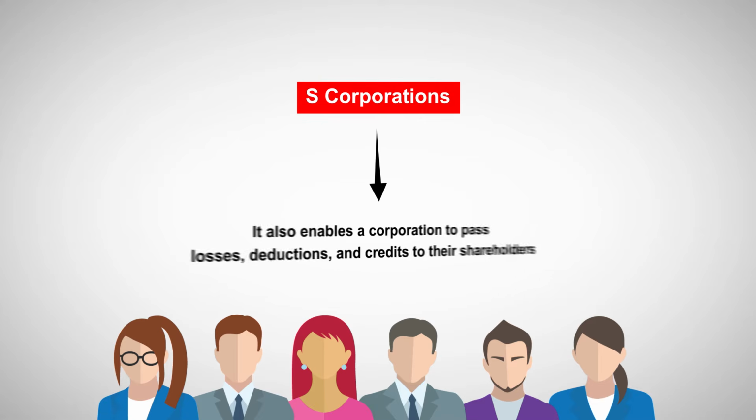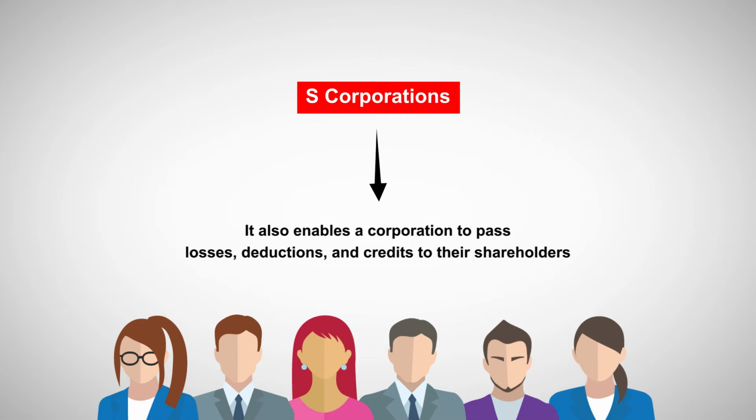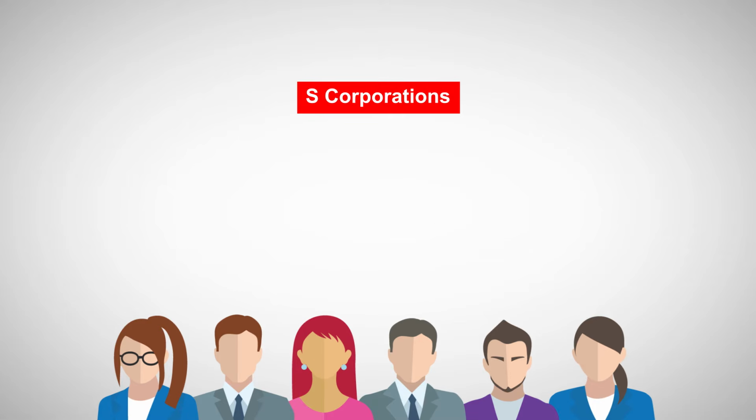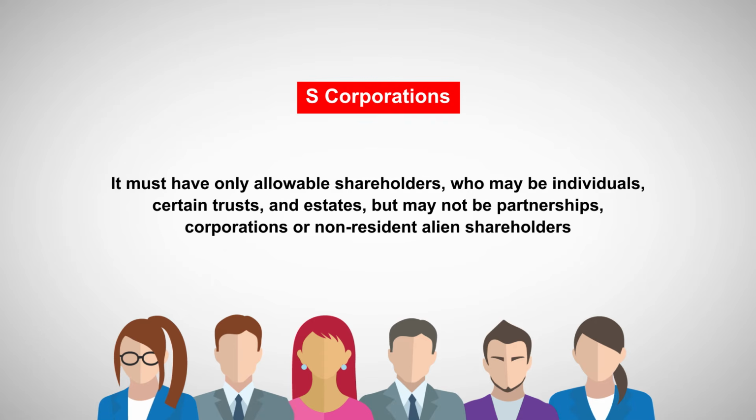It also enables a corporation to pass losses, deductions, and credits to their shareholders. In essence, becoming an S corporation enables the corporation to be taxed as a partnership. The corporation must meet the following requirements in order to qualify for S corporation status. 1. It must be a domestic corporation. 2. It must have only allowable shareholders, who may be individuals, certain trusts, and estates, but may not be partnerships, other corporations, or non-resident alien shareholders.